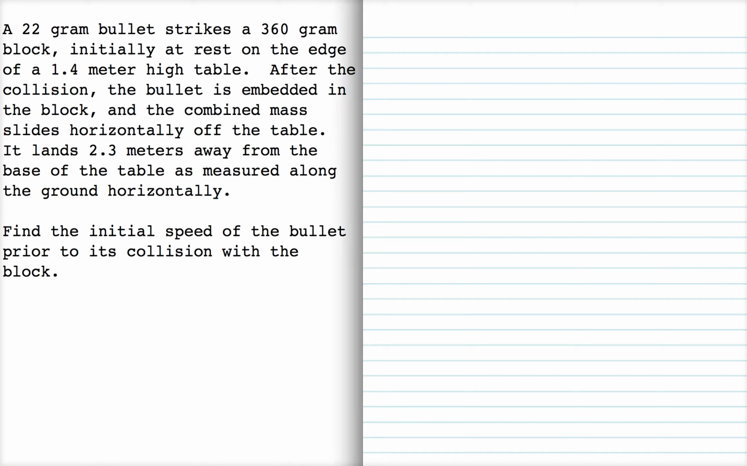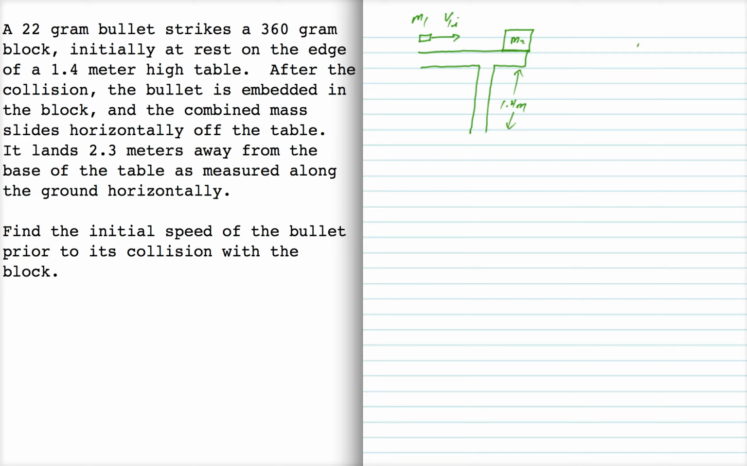Here we have a collision followed by ballistic motion. Let me draw a diagram of what's going on here. So we've got a block, we'll call that M2, on the edge of the table, and then we have a bullet here, M1, moving at some speed V1I. The table is 1.4 meters high.